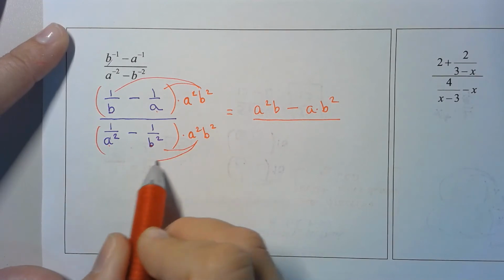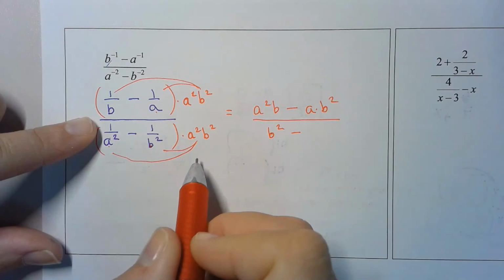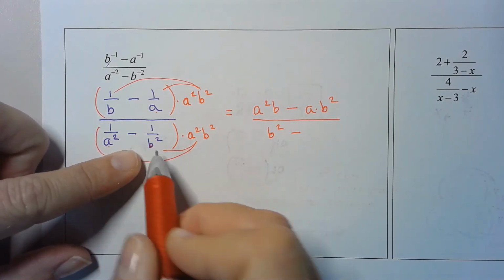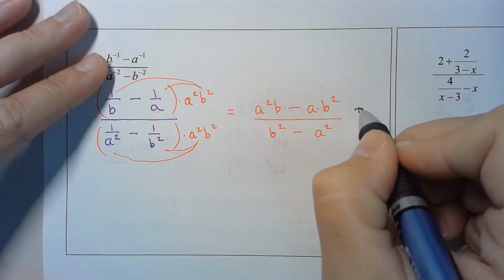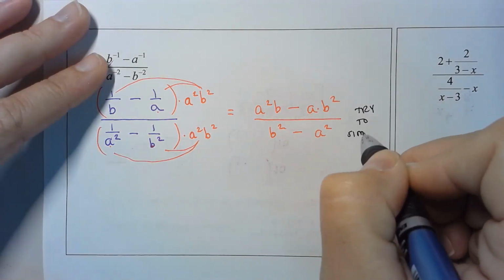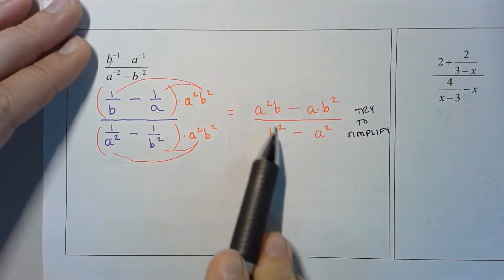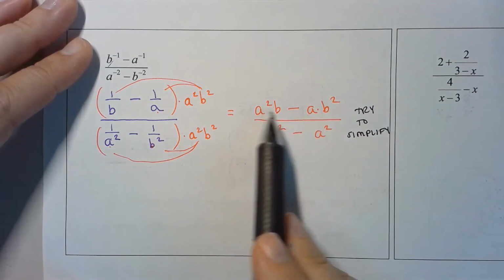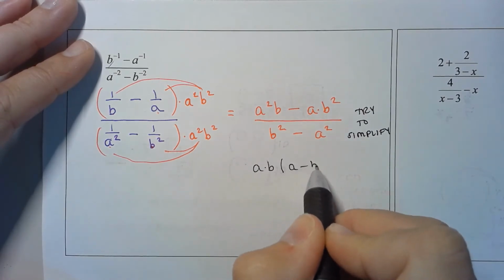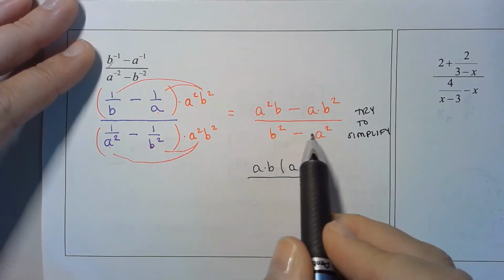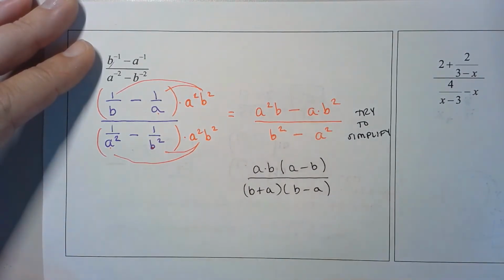On the bottom, the a squareds cancel, and I'm left with b squared. And here the b squareds cancel, and I'm left with a squared. And now we'll try to simplify this answer. But what I love about it is that we've gone from negative exponents to something much nicer. In the top, I think I can factor out an a and a b, and that leaves me with a minus b. In the bottom, that's a difference of squares. That factors into b plus a and b minus a.